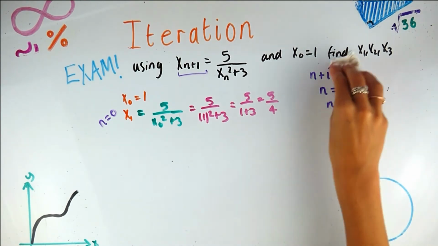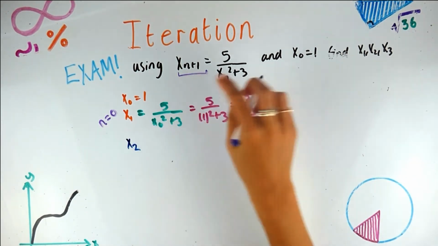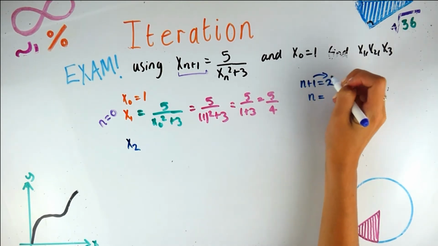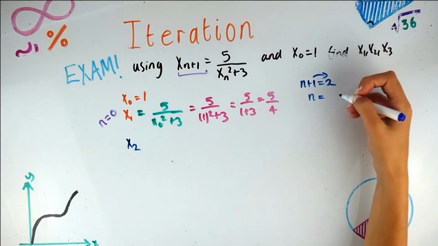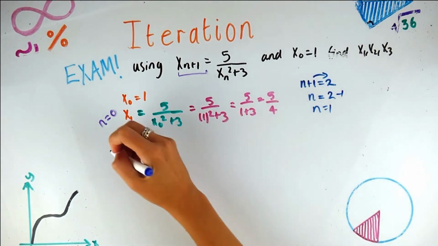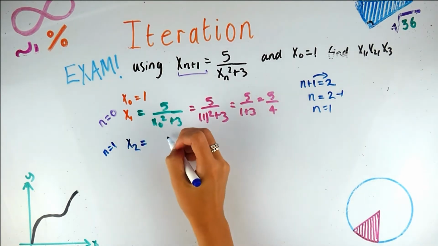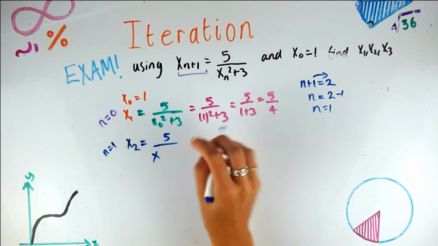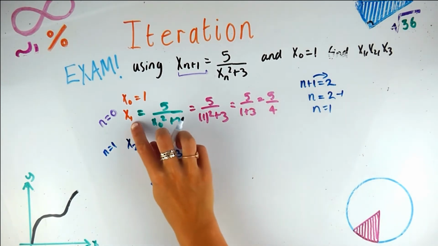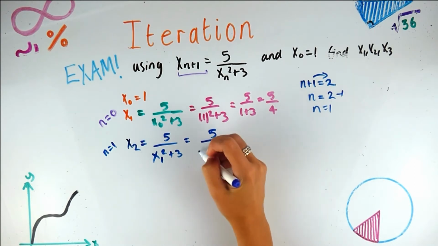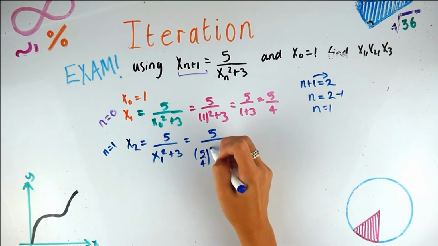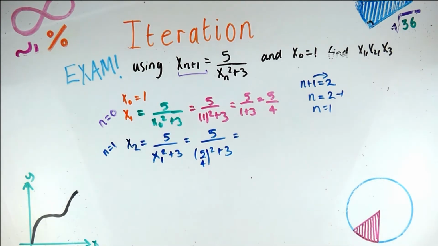What about x2? For x2, we want this little subscript, the n plus 1, to equal 2. So if we rearrange for n, we take the 1 over to the other side of the equal sign and do the inverse operation. So we do 2 subtract 1, so n is equal to 1. Okay, so now let's follow the equation it's given us. So it's going to be 5 over x1 squared plus 3. So let's substitute. We've just found out x1, so we can substitute that in. So you can do your answer, which in our case was 5 over 4, squared plus 3, and work that out.